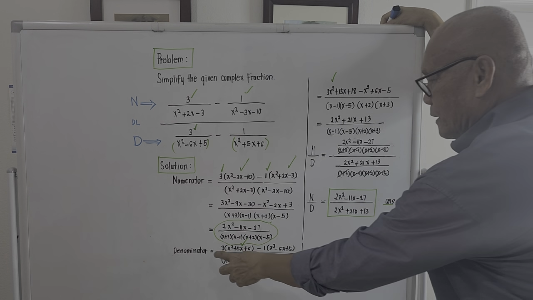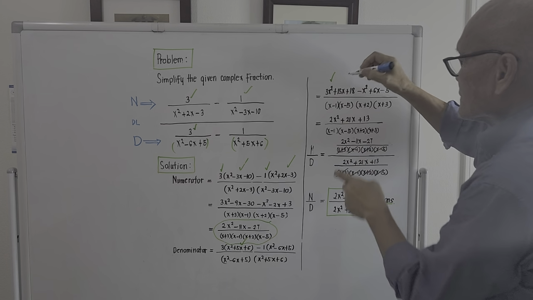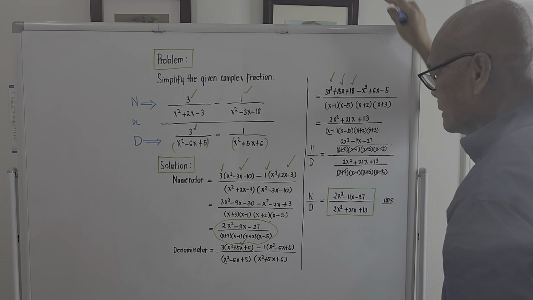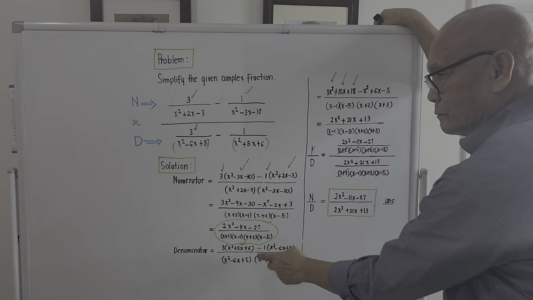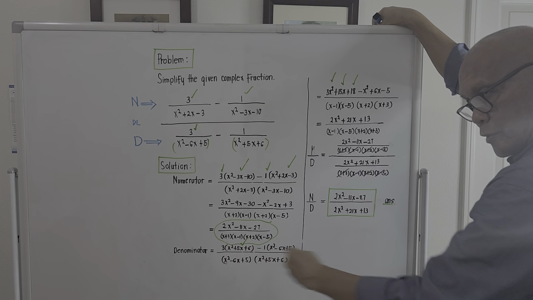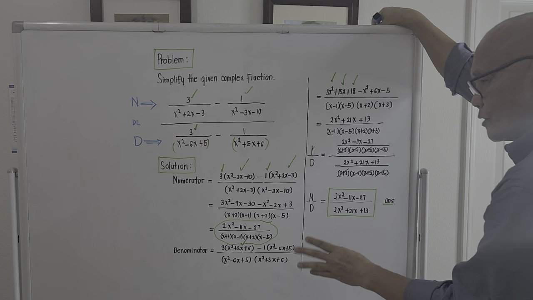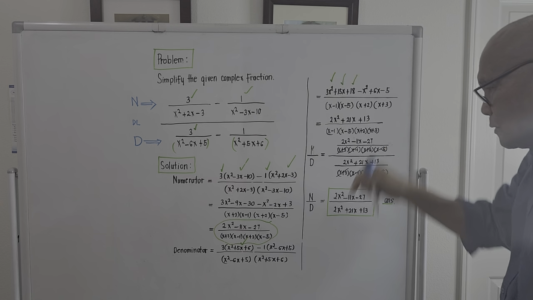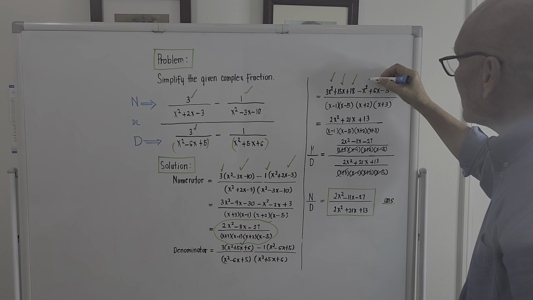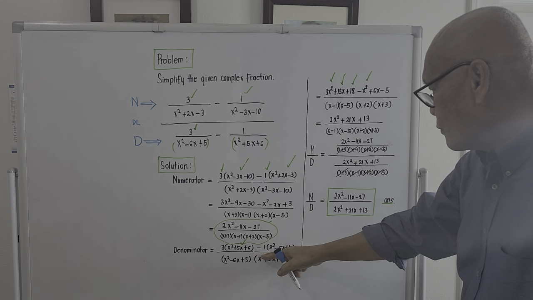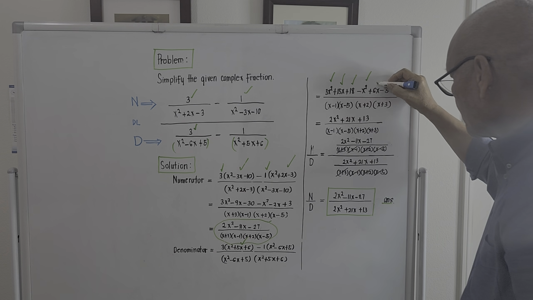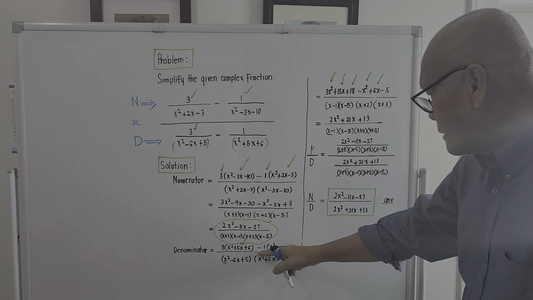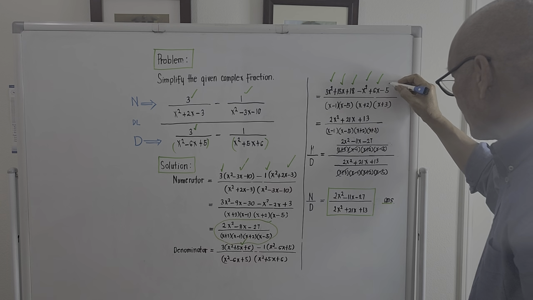And 3 times 5x will be 15x. And 3 times 6 will be plus 18. Since this is negative 1, I will now distribute this negative 1 inside. So I will now immediately change all the signs of all the terms inside. So negative 1 times x squared will be negative x squared. And negative 1 times negative 6x will be positive 6x. A negative and a negative is a plus. And negative 1 times a positive 5 will be a negative 5.